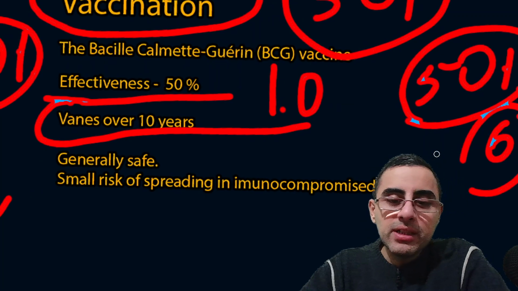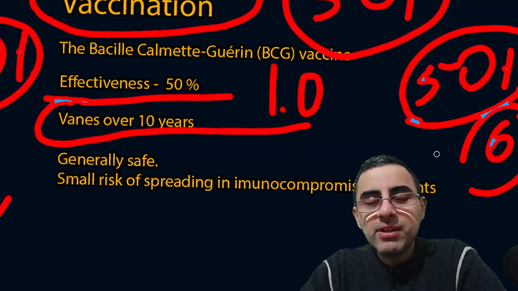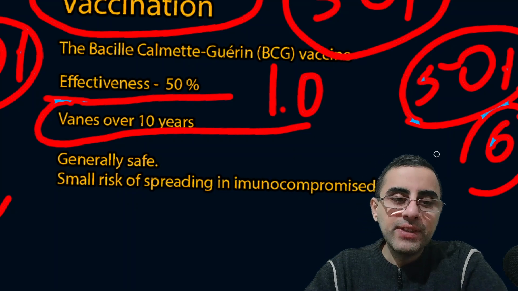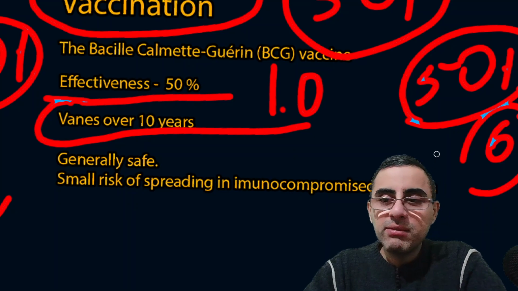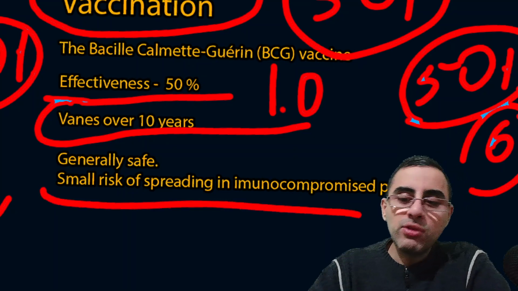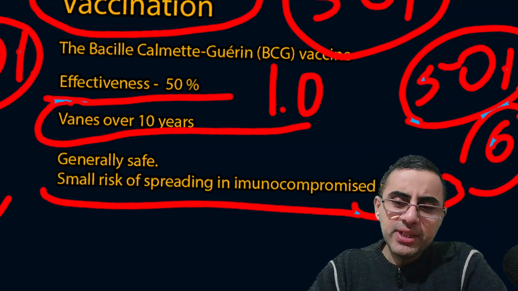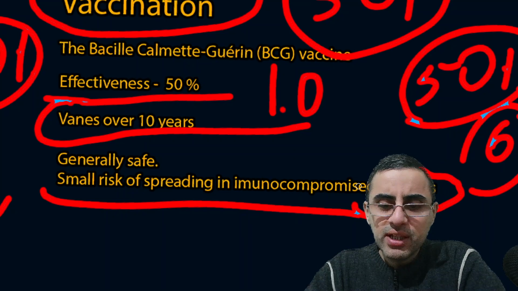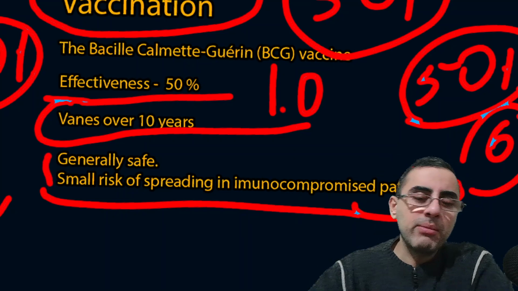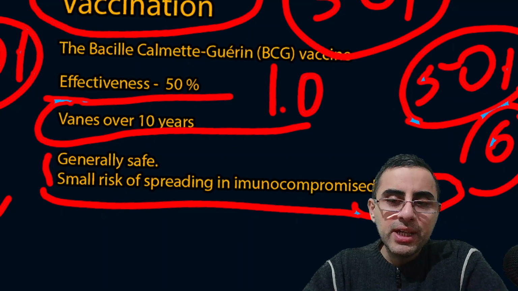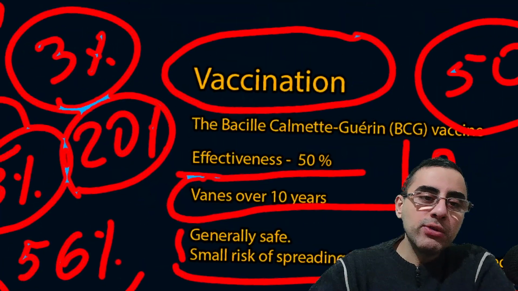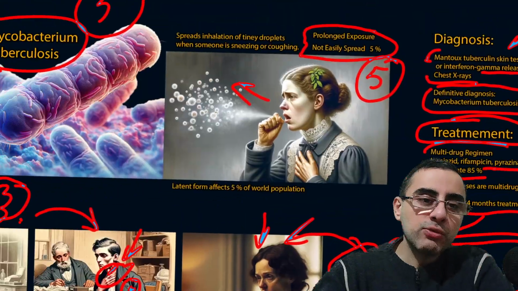Small risk. What are the risks regarding vaccine safety? There is a very small risk of spreading infection in immunocompromised patients. This risk is not present in generally healthy persons, and even in immunocompromised persons, these risks are rare and very low. That's all I wanted to say about tuberculosis.